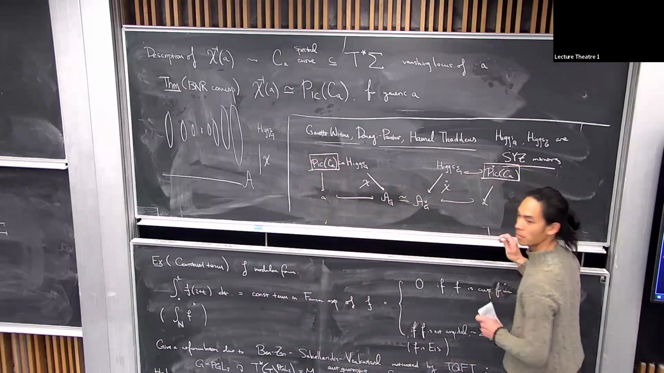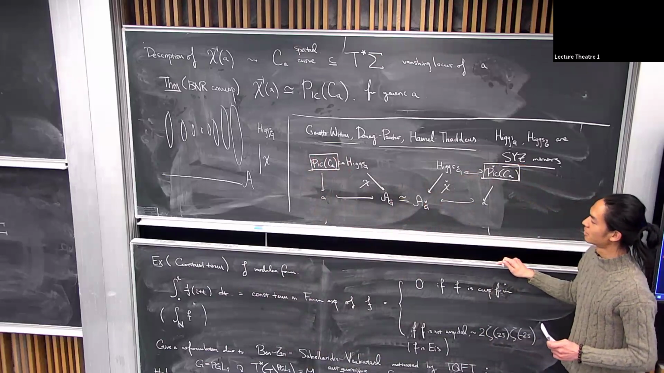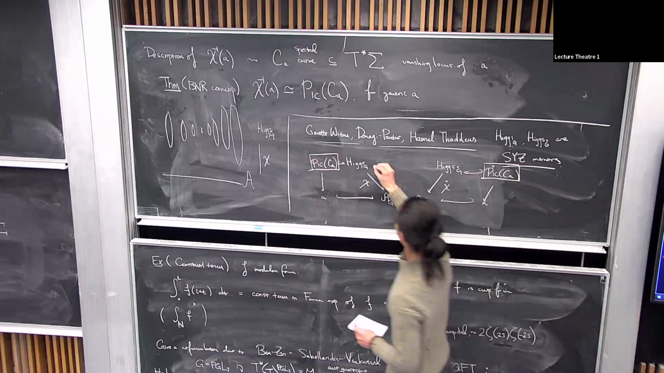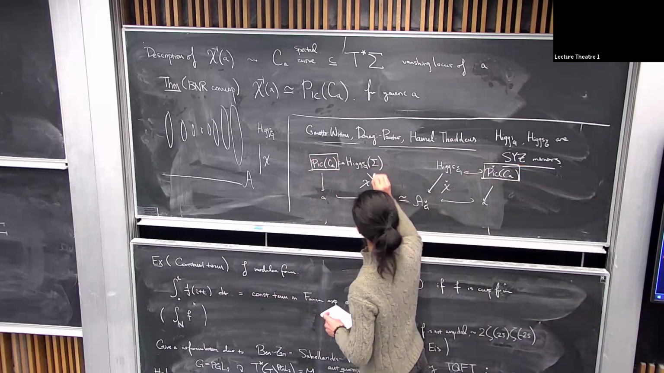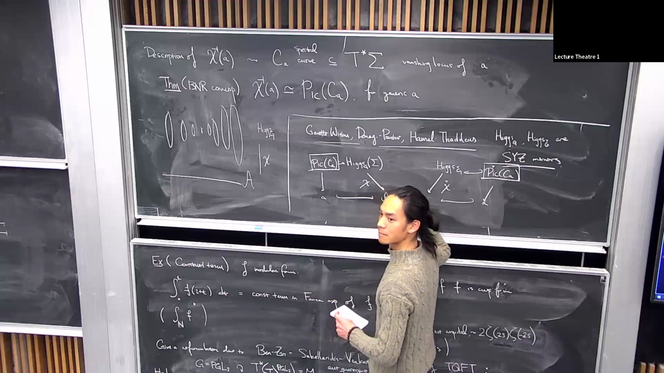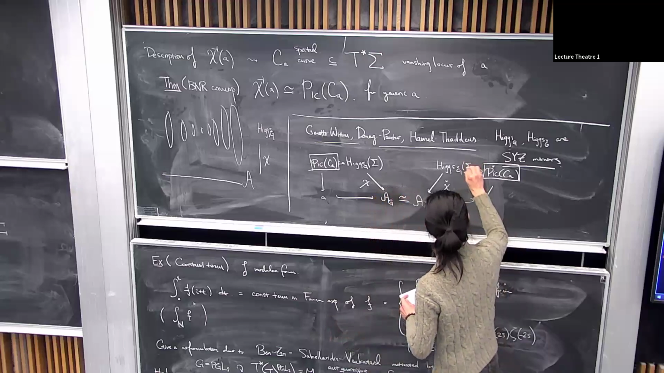Are you omitting sigma in the notation, like Higgs G of sigma? Yeah. Same sigma. And C_A is an element or a subset? I mean, it's a fiber of the map. Yeah, sorry. Right.